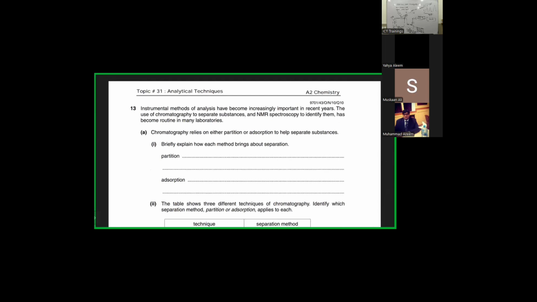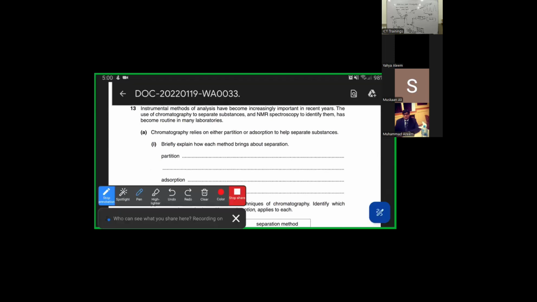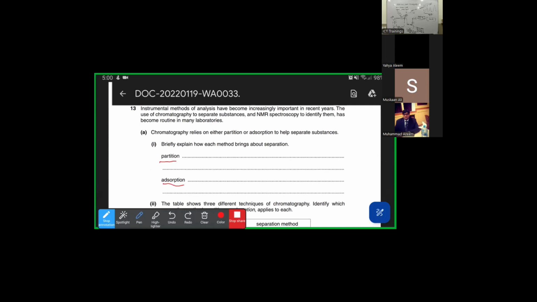First of all, you have to write down the definitions of partition and adsorption. I told you the definitions. During the process of partition, the different components of the mixture have different forces of attraction with the mobile phase, and they are separated due to these different forces of attraction. Those components which have greater forces of attraction with the mobile phase travel further, whereas those with less forces of attraction would remain.